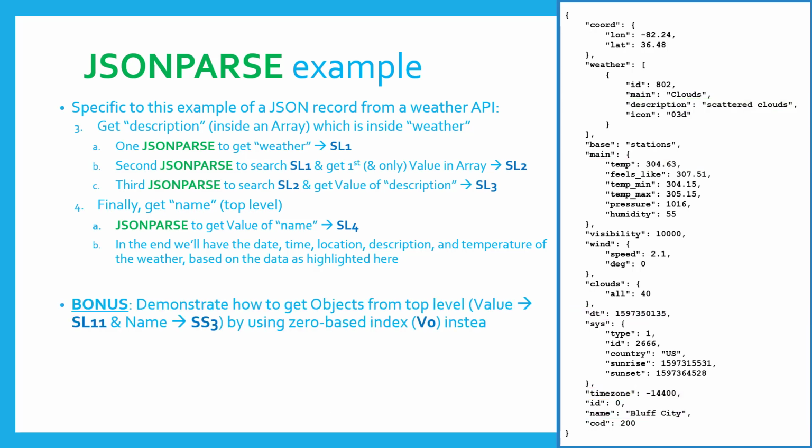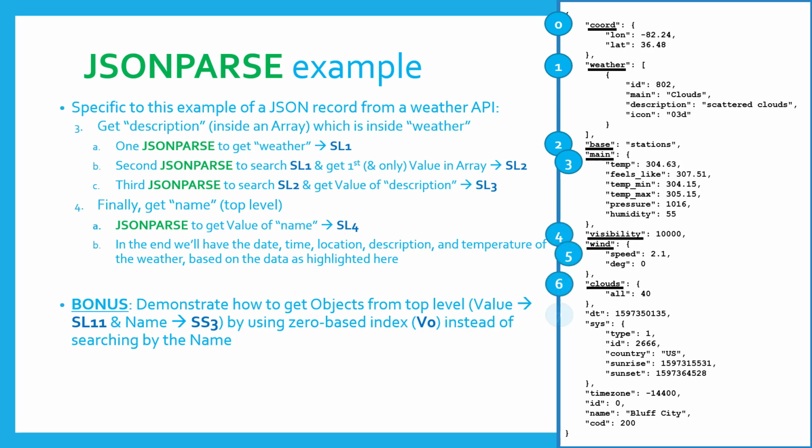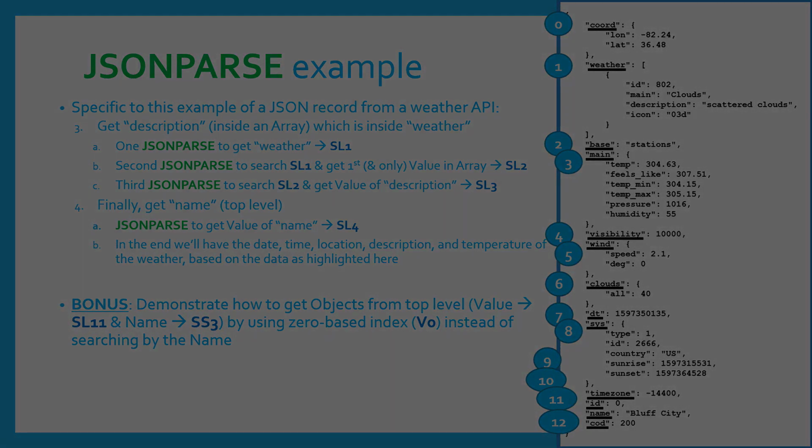Lastly, as an added bonus, we'll demonstrate how we can get various objects from the top level, storing the value in SL11 and the name in SS3, all by using a zero-based index. We'll use V0, instead of searching by name. The numbers stored in V0 will index the top-level objects. There happen to be 13 top-level objects in this particular JSON record, as you can see by the underlines indicated here. Now let's see how this is done in ladder logic.